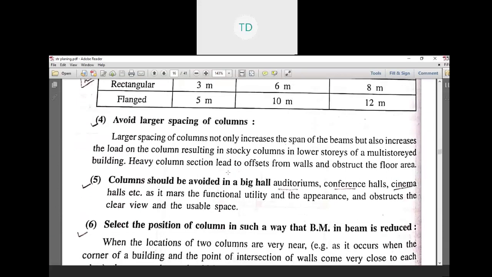Sometimes, because of client or other structural requirements, we avoid some columns between a long space, but it is dangerous to the structure. That is why we avoid that. Columns should be available in a big hall. In a big hall, it is compulsory to have a column at particular locations so that the structure stands.